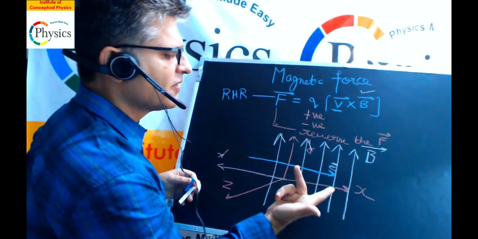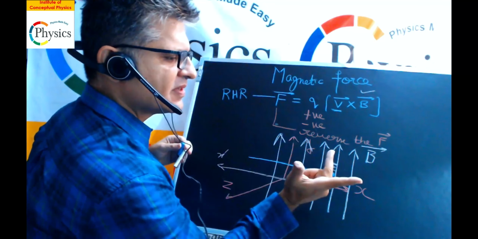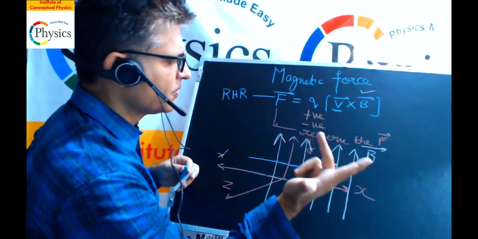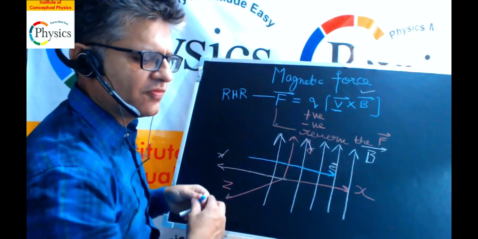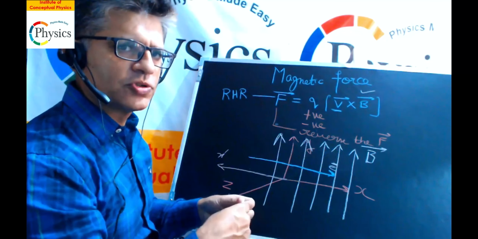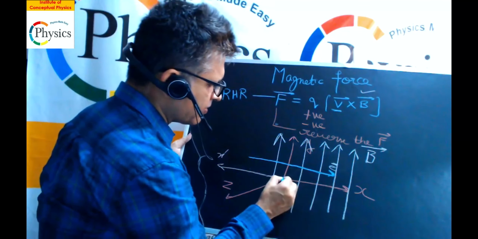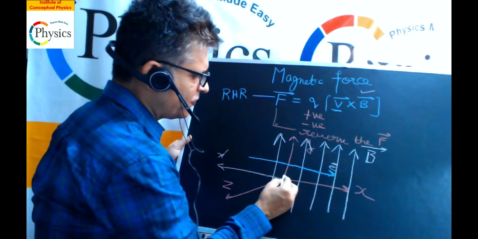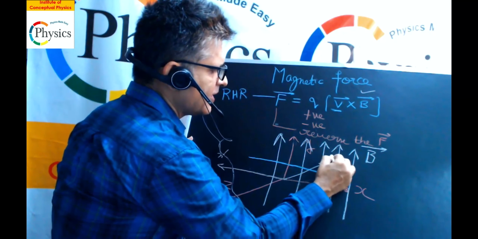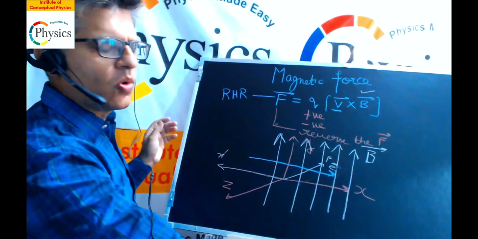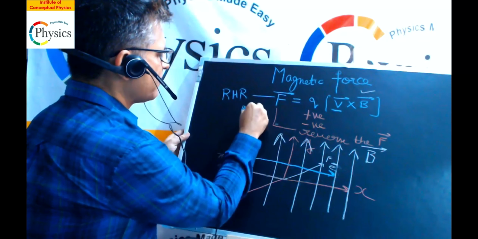So if my magnetic field is upward, my electron velocity is in this direction, and my force is coming out to be towards the z-axis, I have to actually reverse the direction of force and take the direction of force to be the other side of the z-axis, which is here. So if I were to show the force, actually the force is in this direction. That's my force.